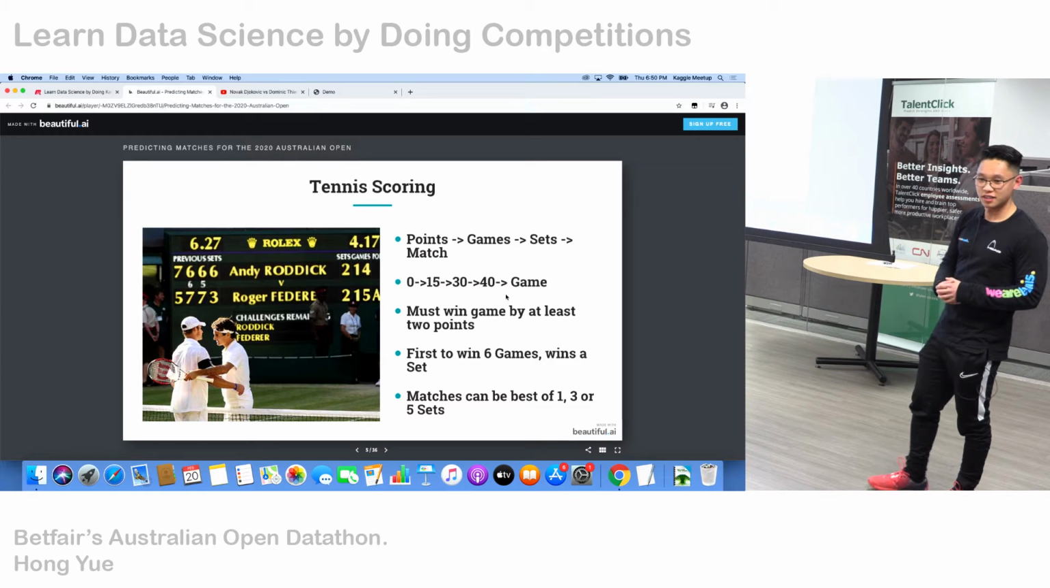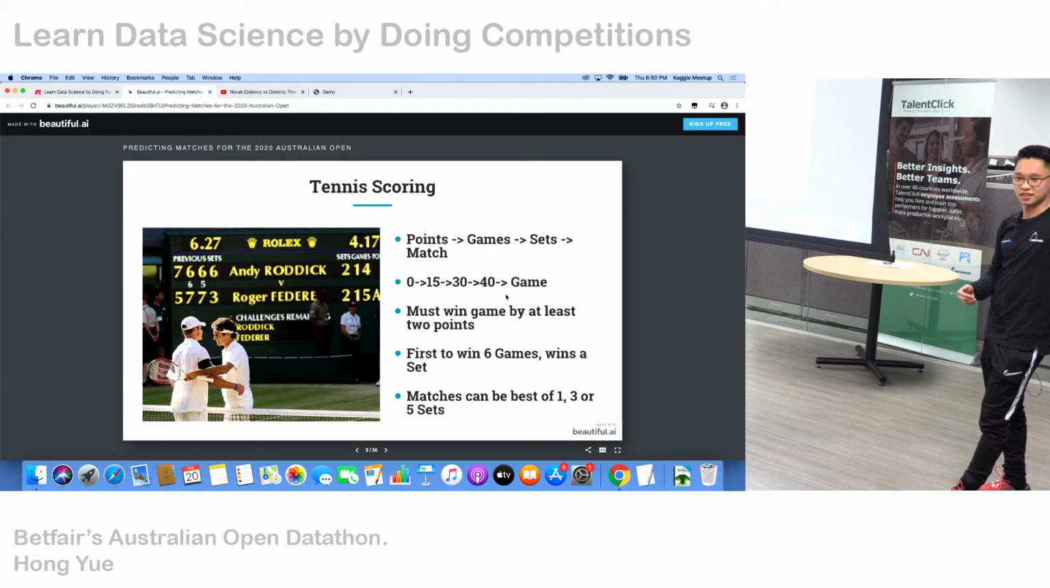Yes? But the points increment by at least 5, not 2. Sorry, you said you must win a game by at least 2 points, but you said it increments by fives here, or 10, or it goes 0, 15, 30, 40.